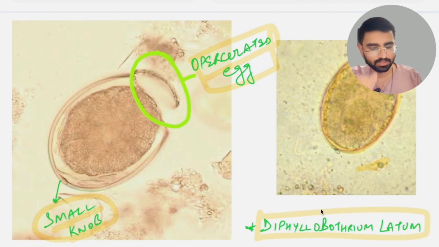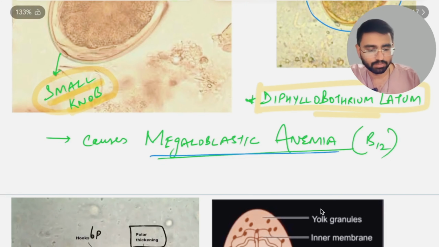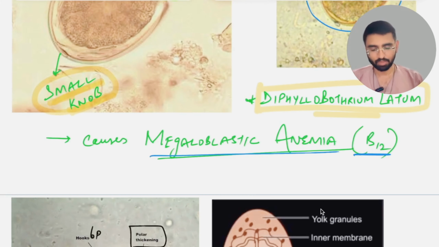Now next one is Diphyllobothrium latum. The main feature is that it has an operculated egg and it has a small knob on the opposite side. This is the picture showing the egg in the closed form in the stool microscopy. It causes megaloblastic anemia, B12 deficiency.